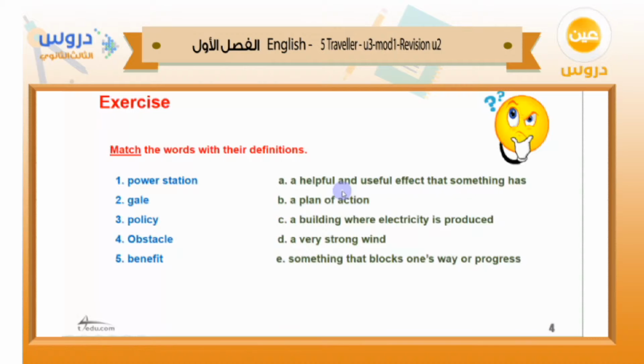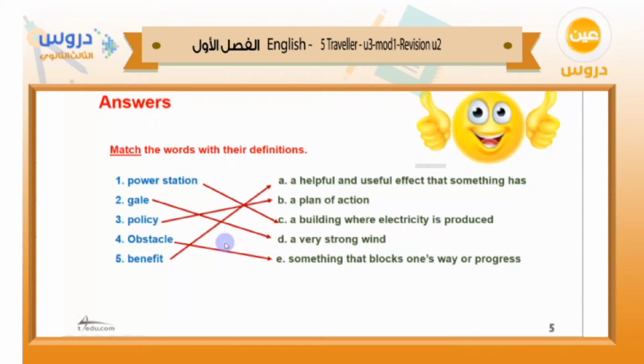A, helpful and useful effect that something has; a plan of action; a building where electricity is produced; a very strong wind; something that blocks one's way or progress. So we need to match the words or the numbers here on the left hand side with the right hand side. And it's not difficult. Power station, for example, look for the meanings that are related to power station. The same thing with gale and policy, obstacle and benefit. Alright, those are the right answers.